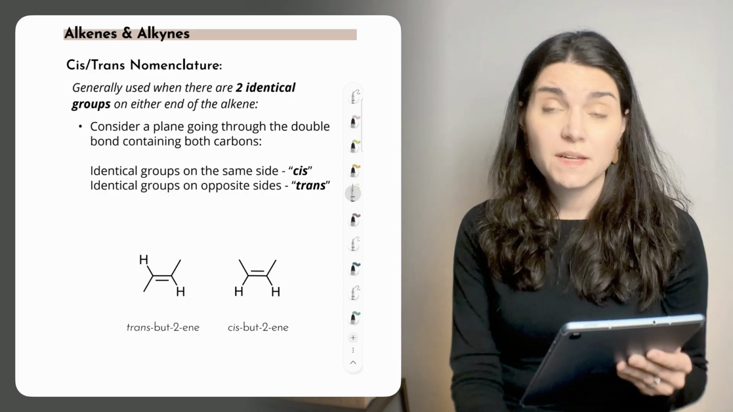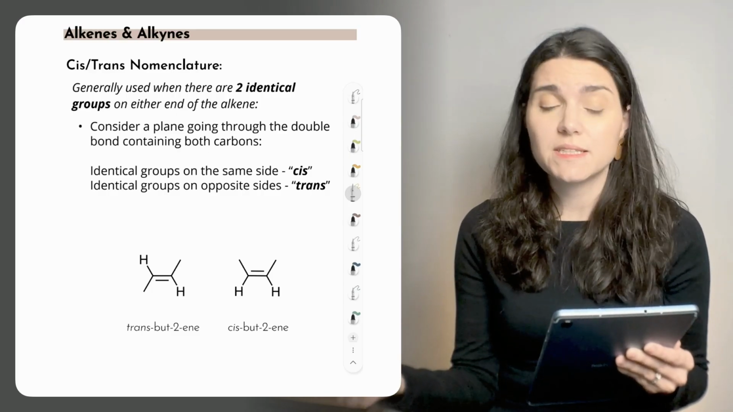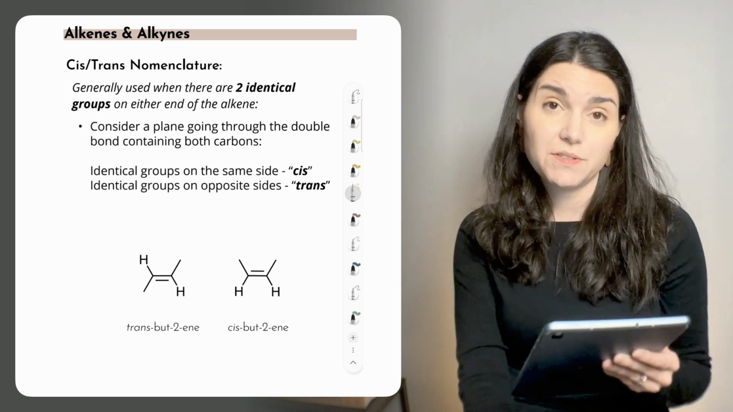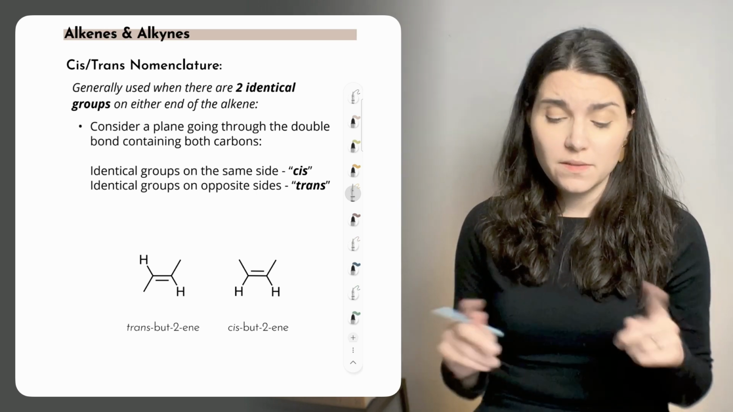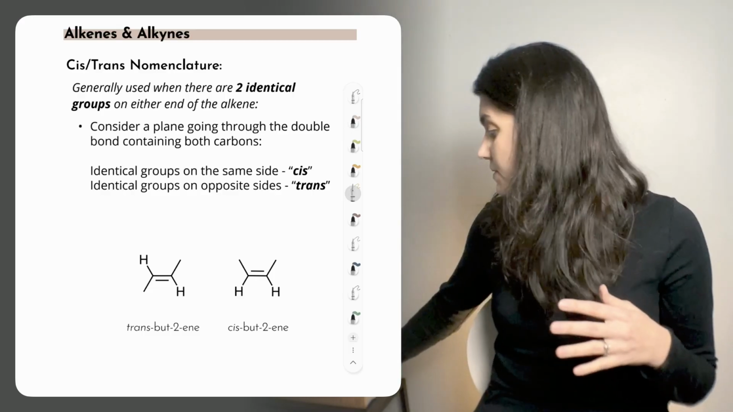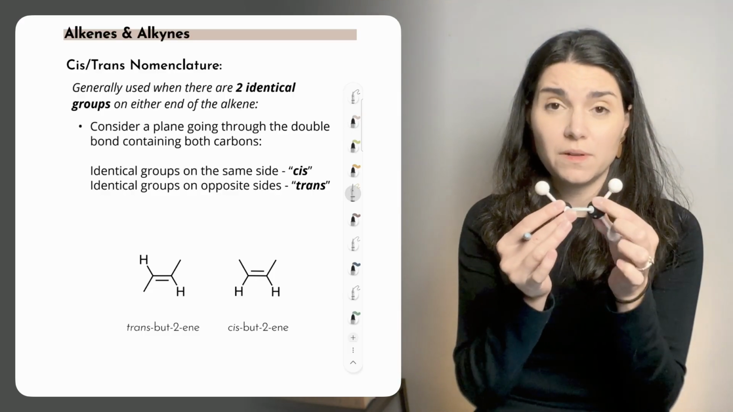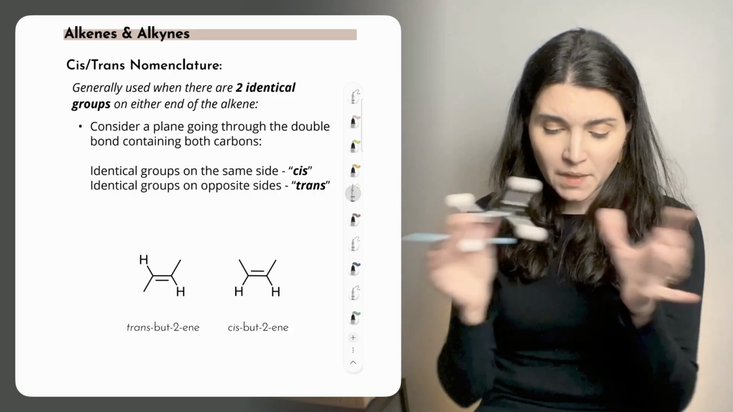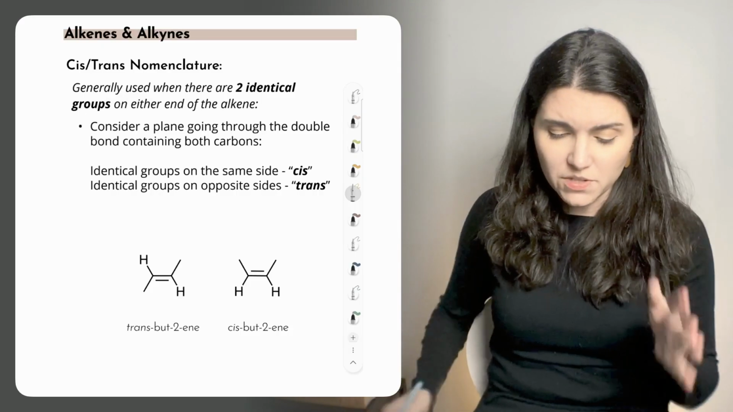The first convention that we can use to distinguish between the stereoisomers is the cis and trans nomenclature. So that's generally used when there are two identical groups on either carbon of the double bond. So for example, there has to be a set of two identical groups on this carbon and on this carbon. So generally you'll see this when there's a hydrogen on each side, on each carbon.